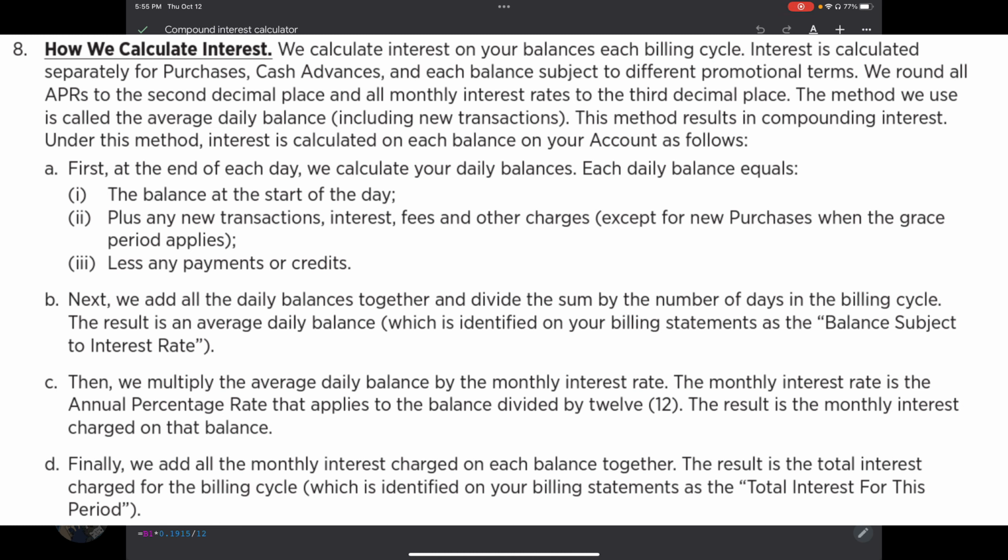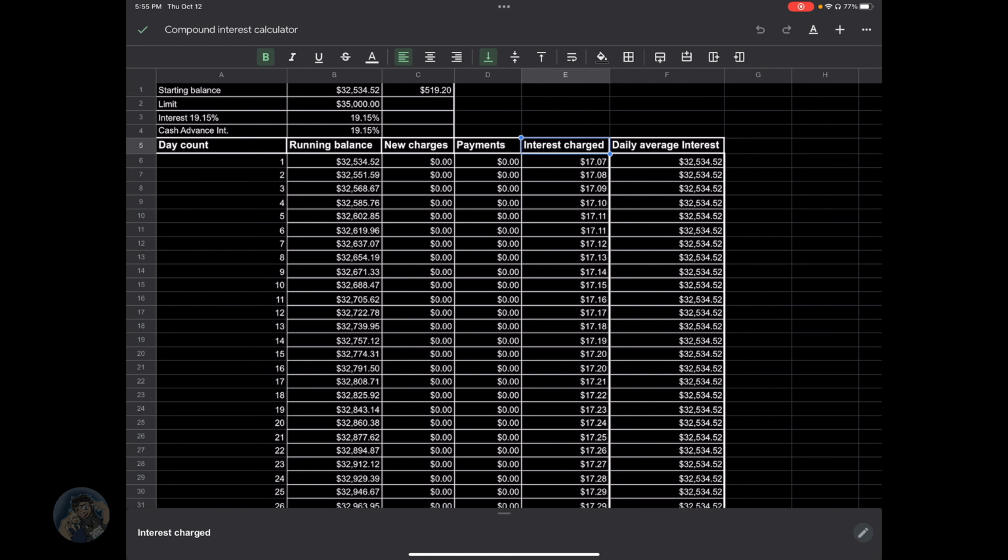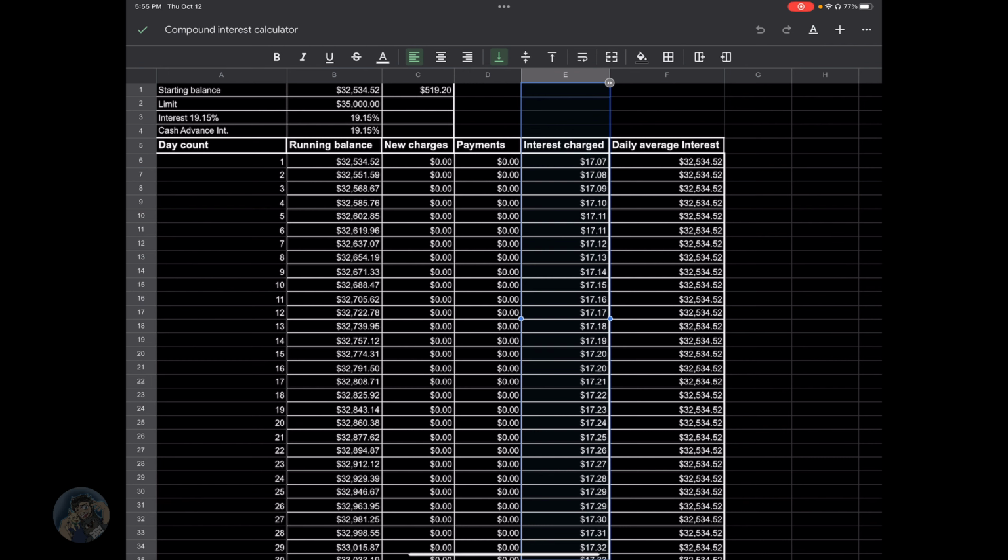So in most cases for velocity banking, we just use the daily average and then multiply that by your interest percentage and then divide by 12, because that's how most banks do it. Then there is the simple daily compound interest, which is going to be in this column here, column E. Column E is the daily interest for the balance.